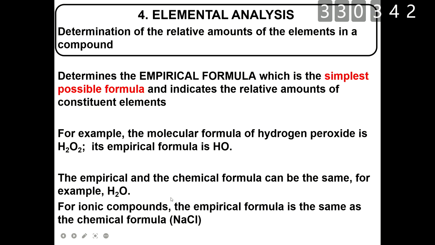Of course, the empirical formula and the chemical formula can be the same, like water. Water has this chemical formula, and its empirical formula is also the same. For ionic compounds, the empirical formula is the same as the chemical formula. So now we know what an empirical formula is. Why do we need to know it? Because when we determine the formula of an unknown compound, we can determine its empirical formula first.